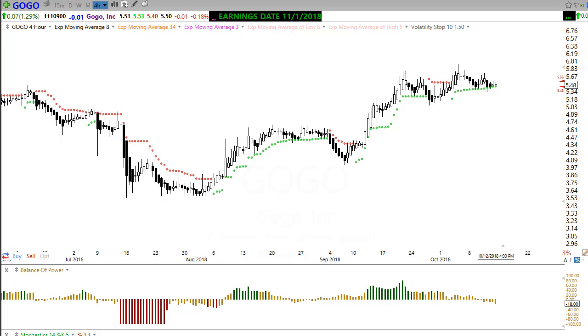That's how I trade. And that's all I really do. And it doesn't matter what time frame, whether it's a weekly, daily, intraday, it's the same thing. I repeat it over and over and over.